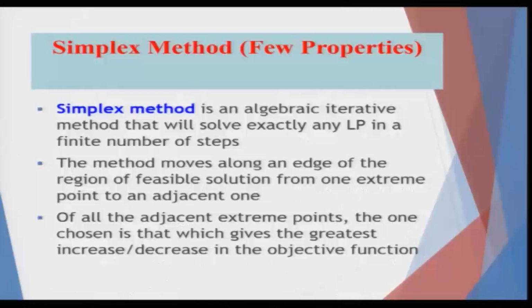So, this is exactly what it says, that you should move along an edge from any point. Let me read it. The method moves along an edge of the feasible region from one extreme point to an adjacent one. Of all the adjacent extreme points, the one chosen is that which gives the greatest increase or decrease in the objective function, based on which you are trying to achieve the maxima or the minima. If you want the maxima, you will move in the direction where the rate of change is maximum, to reach that point as fast as possible. If it is a minimization problem, you will find the rate of change in the negative direction, such that you reach the minimum point as soon as possible.